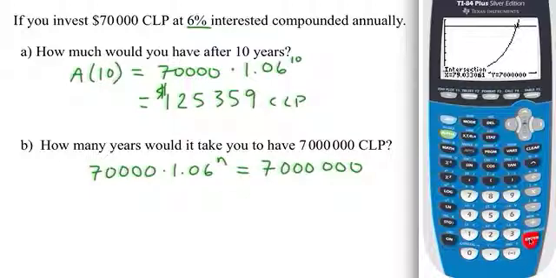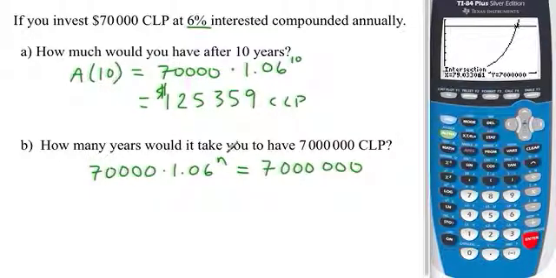Again, because I'm solving for n or x in this problem, that means I'm interested in only the x coordinate for a solution. So in the end, my answer is going to be n is 79.0 years to 3 significant figures. Okay? So what that means is it will take about 79 years for me to get from 70,000 to 7 million Chilean pesos if I do nothing but leave it in the bank at 6% interest.